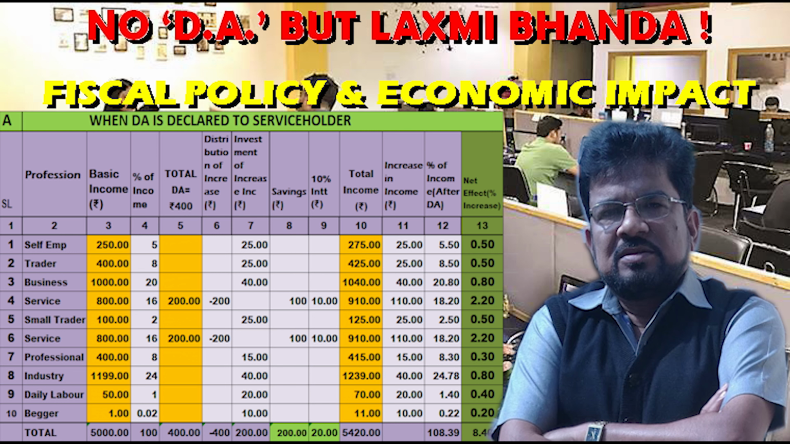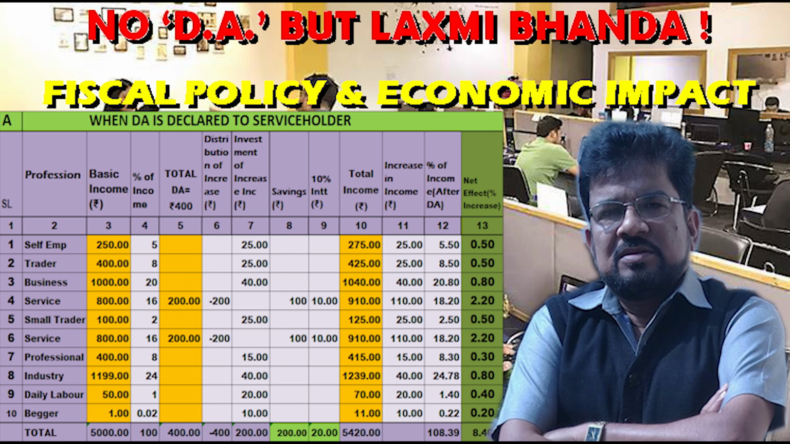This is the effect after declaration of DA, the effect in the economy after giving the DA to the service holders. I think it is clear, but you can say that the income distribution or the DA may not be as you have shown in the chart. Yes, that may be different. The calculation may be produced differently, but you can't avoid this calculation.